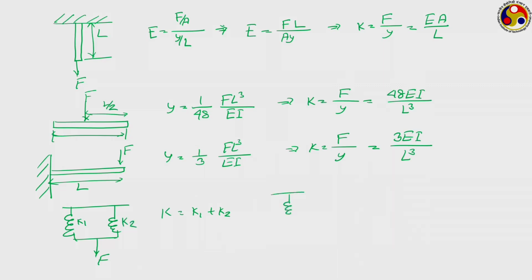Whereas, if they are connected in series like this, with the force acting here, this having a deflection coefficient of K1 and this having K2, then the net coefficient K, or K inverse I should say, will be equal to 1 by K1 plus 1 by K2. So, this way for different members, using the simple principles of mechanics, we can calculate the corresponding deflection coefficient.